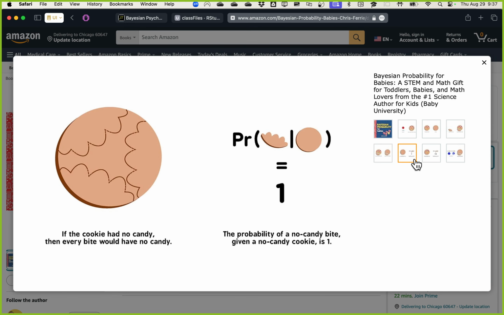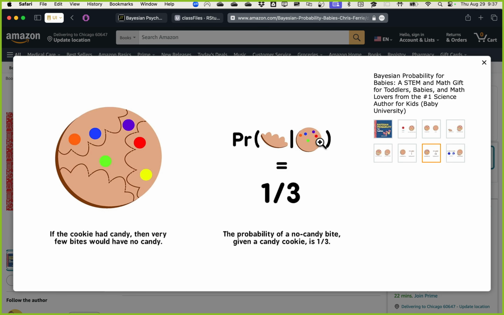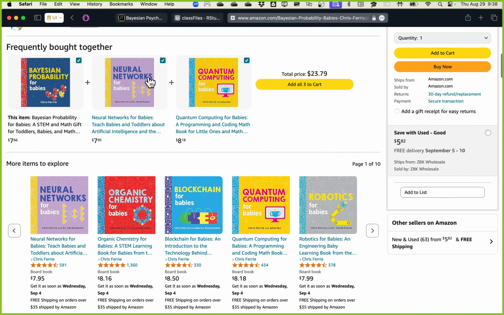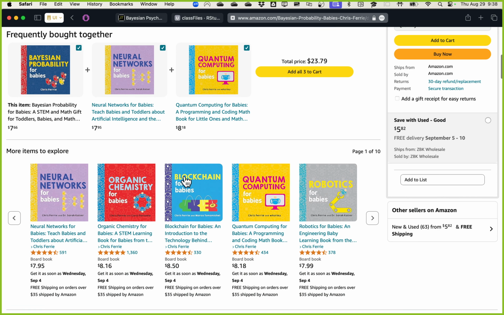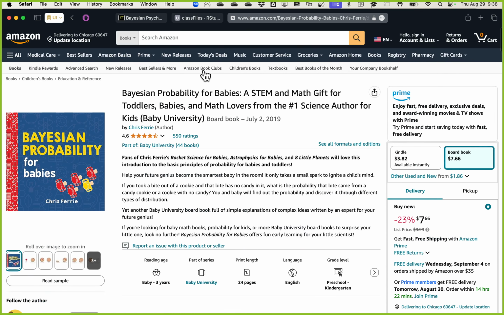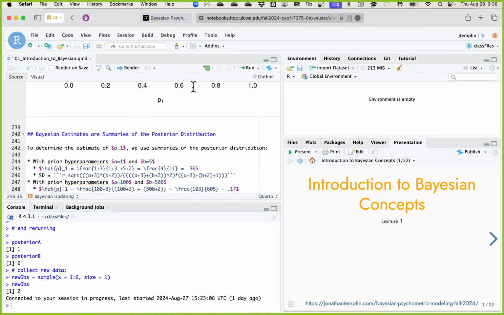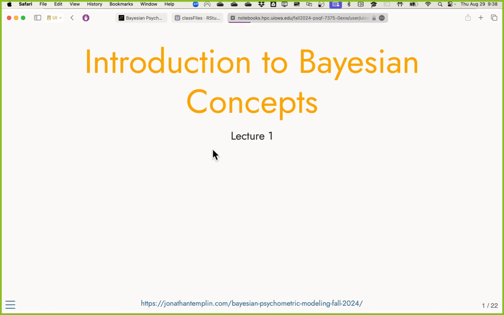So there we go. It's Bayesian statistics, right? The probability the bite came from a non-candy cookie versus the probability the bite came from a candy cookie. And you can talk about Bayesian updating and so forth going on. So even babies love Bayes. And as I was looking at this year, I noticed we've got a few books for babies that I think would be great. Blockchain for babies, quantum computing, robotics. I can't vouch for how good the author is, but I enjoy the spirit. So on that note, let me go back to, oh shoot, I lost my slides.